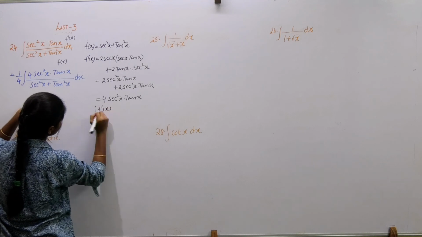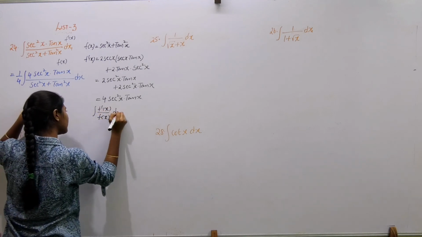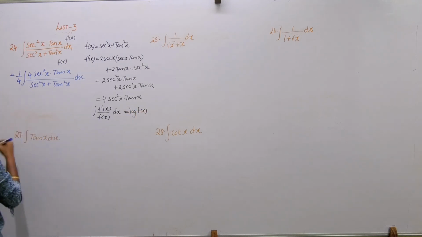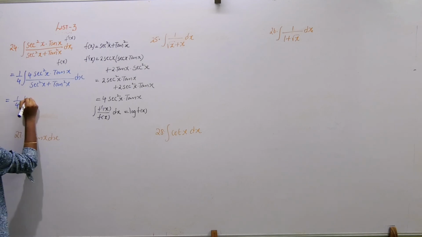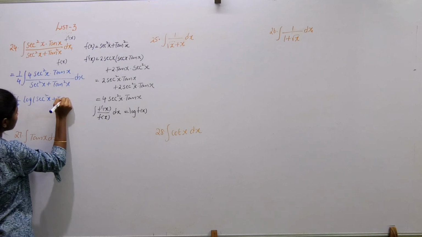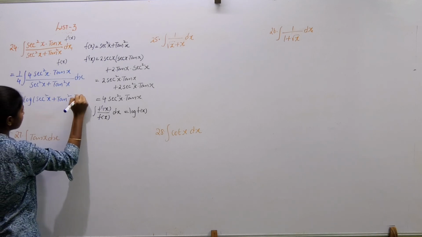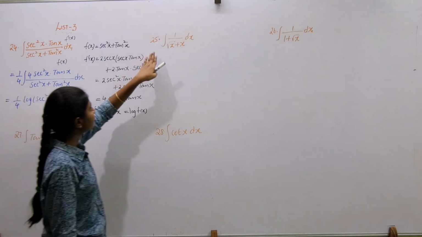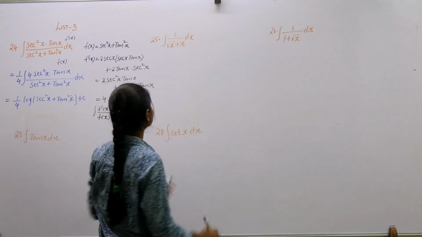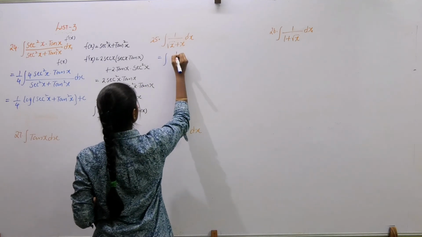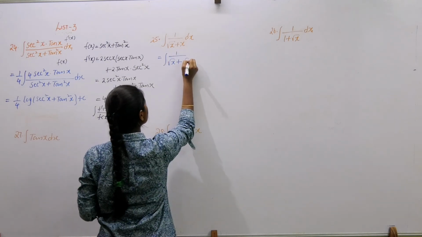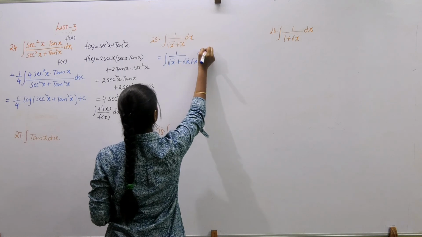Integral f dash of x by f of x dx is equal to log of f of x plus c. It is equal to 1 by 4 into log of secant square x plus tan square x plus c. Next, the 25th one: integral of 1 by (square root x plus x) dx. It is equal to integral of 1 by (root x plus root x into root x) dx.